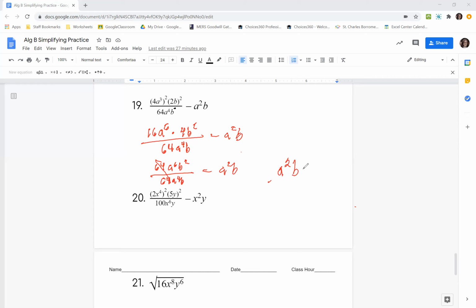So I'm left with a squared b minus a squared b. What's a squared b minus a squared b? What's anything minus itself? 0. That's my final answer. Okay, that was a whole lot of messiness to simplify just to 0. Okay, moving on.